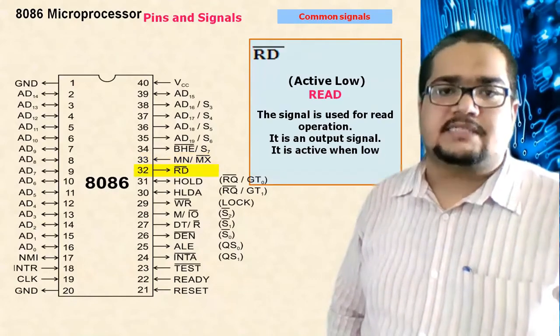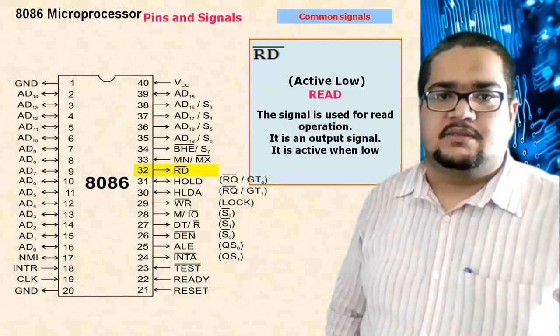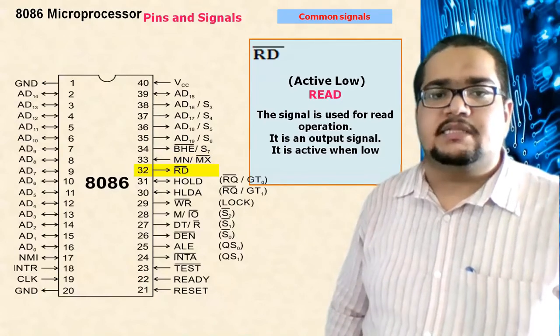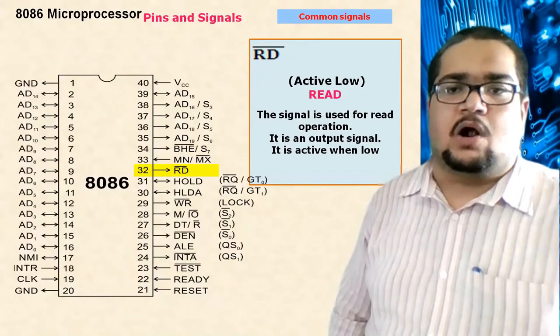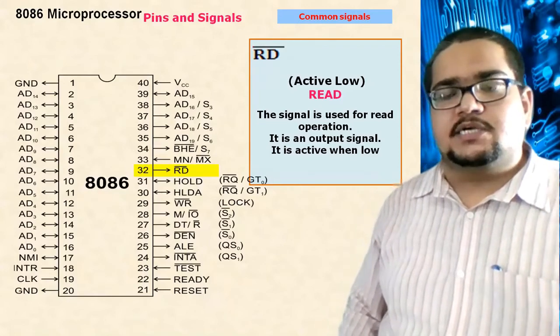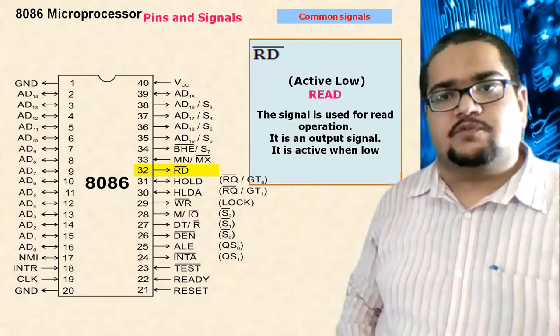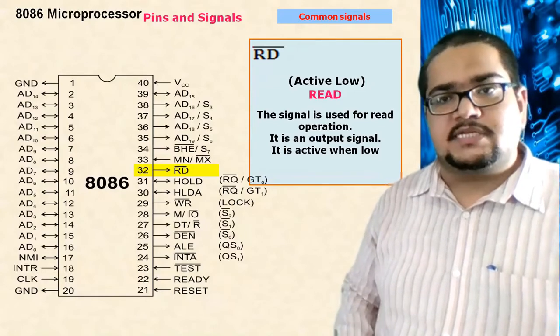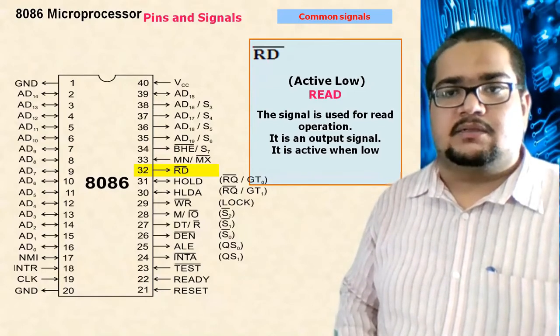Next is the read signal. Obviously, this pin, as you see, is indicating outside, so it is an output pin. It will give an indication to all the connected peripherals of the processor that the processor is currently reading data.